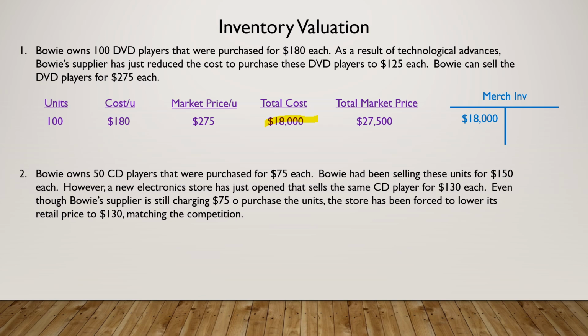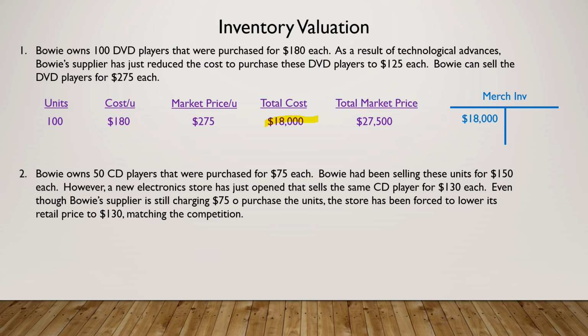Number 2. Bowie owns 50 CD players that were purchased for $75 each. Bowie had been selling these units for $150 each. However, a new electronics store has just opened that sells the same CD player for $130 each. Even though Bowie's supplier is still charging $75 to purchase the units, the store has been forced to lower its retail price to $130, matching the competition.